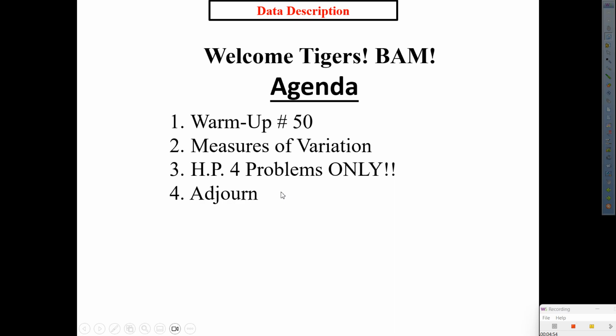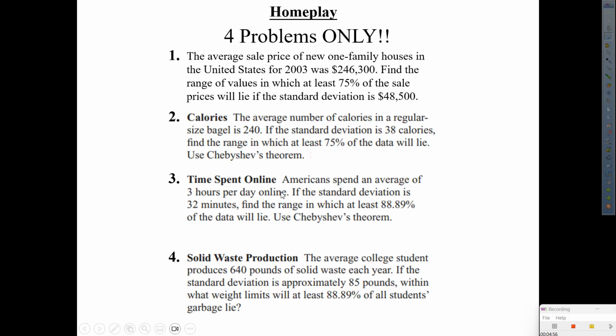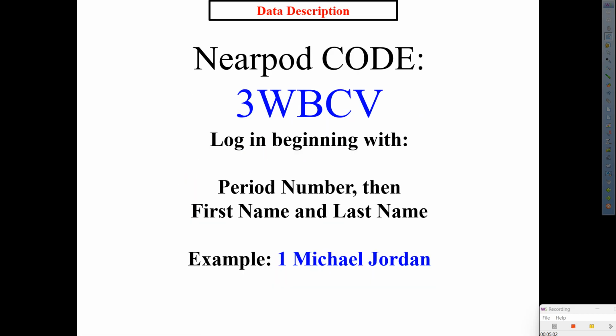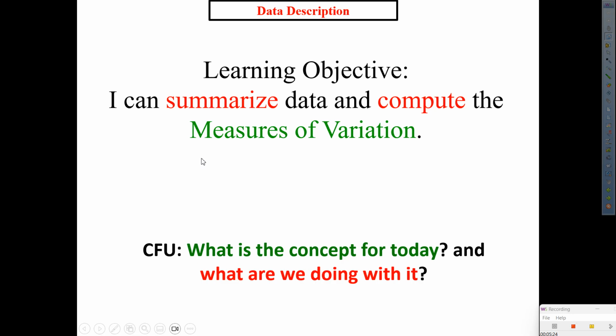All right. I send you the agenda to your screen. Tonight's home play, 4 problems. Oh yeah, there's the code right here. 3WBCV. That'll give you access to the 4 problems. All right, get a Cornell note going, please.